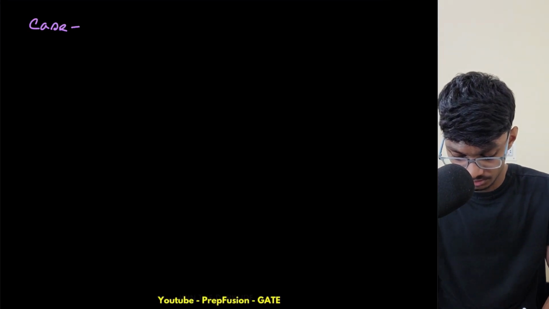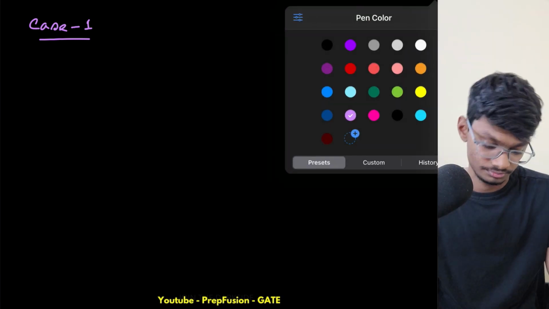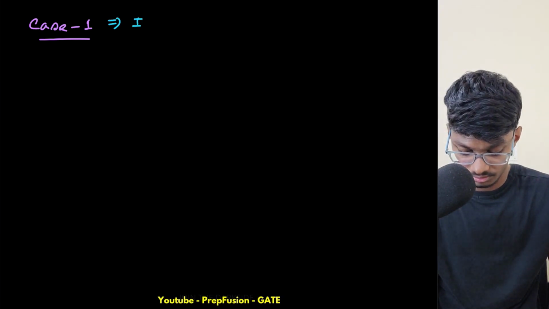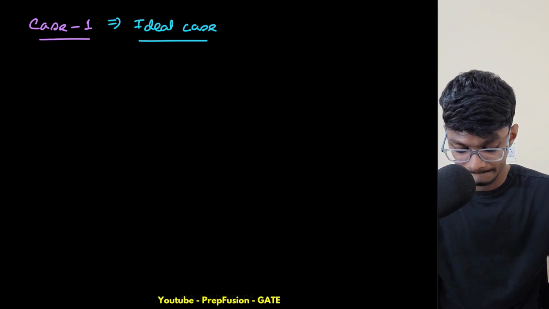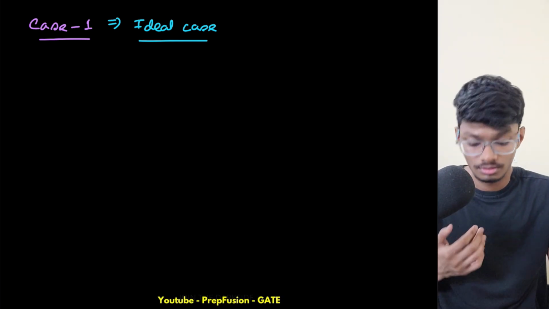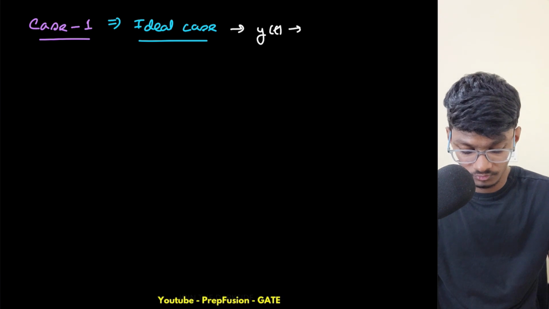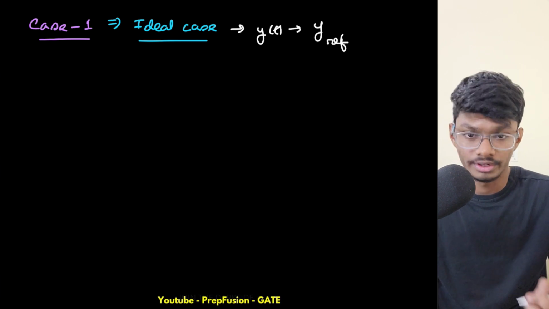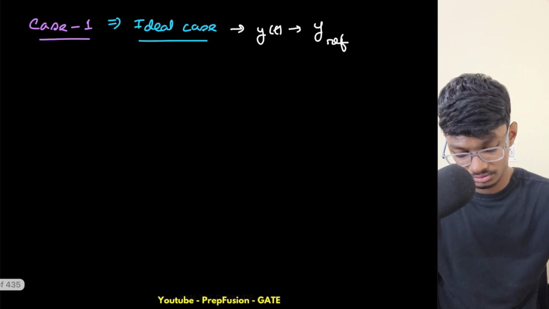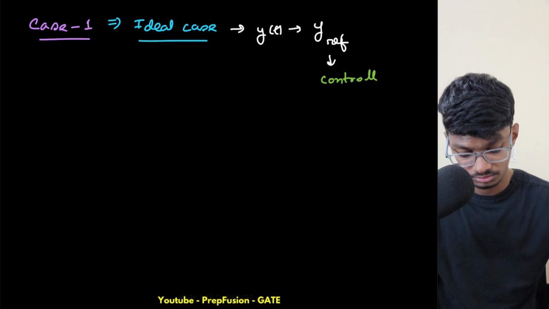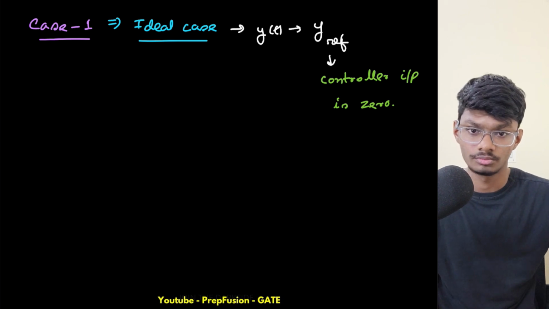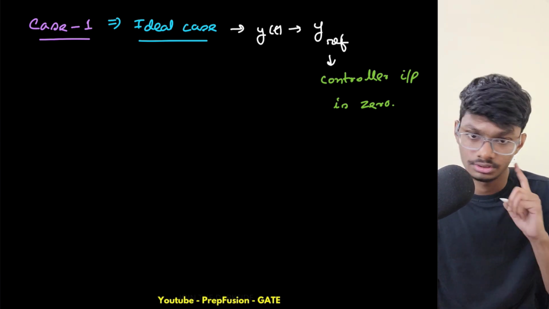Case 1, the ideal case. Obviously my y of t will reach y reference when the controller input is 0. Control input is 0, then it will reach the reference.